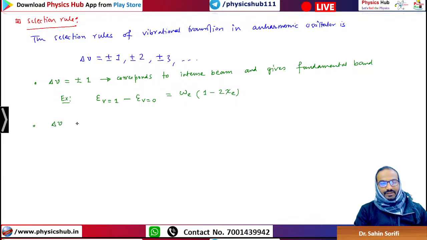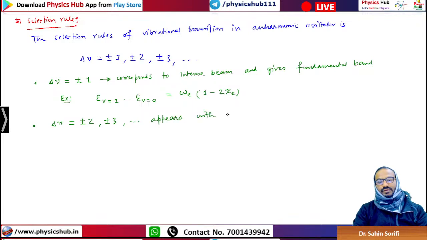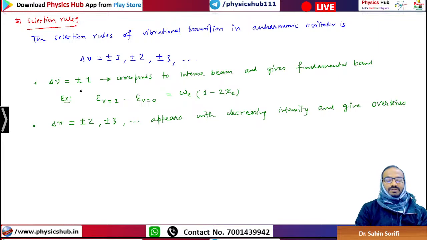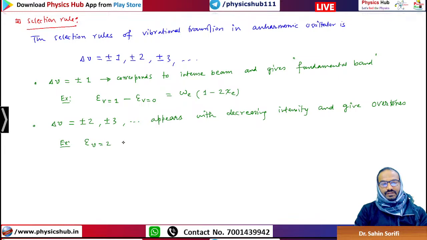Now for the other conditions, delta V equals plus minus 2 or plus minus 3 and so on, this appears with decreasing intensity, and they give something called overtones. Okay, so delta V equals plus minus 1 gives you the fundamental band, and the others, plus minus 2, plus minus 3, and so on, give overtones. For example, let's say V equals 2 to V equals 0. This will give you 2 times omega e (1 minus 3 chi e), and these are all expressed in centimeter inverse, in terms of the wave number.